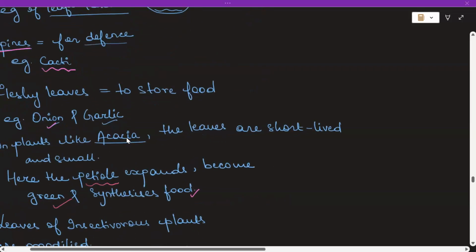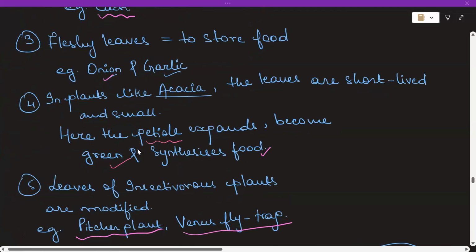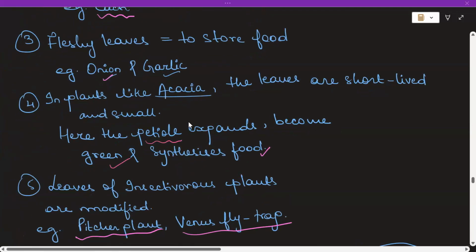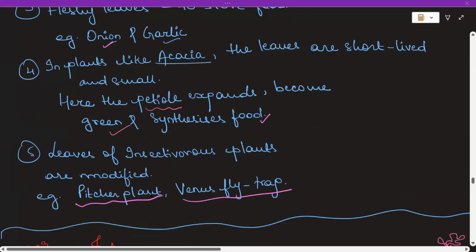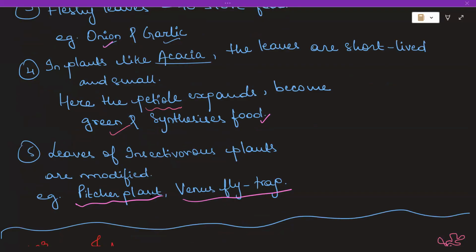In plants such as acacia, the leaves are short-lived and small, and here the petiole is going to expand and become green and start synthesizing the food. So here the petiole acts like the photosynthetic organ. And lastly, there are many plants that are not autotrophic and we call them the insectivorous plants. The leaves of these plants get modified in order to be insectivorous, such as the pitcher plant and the Venus flytrap. Is it clear, students, the different modifications?